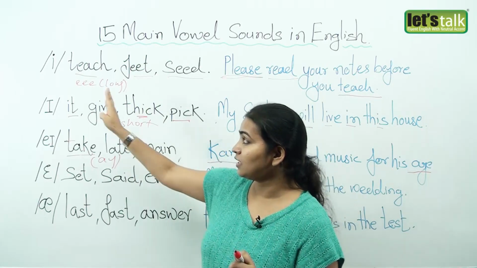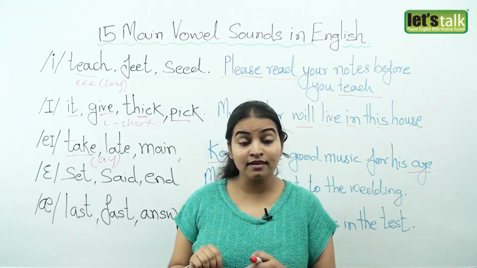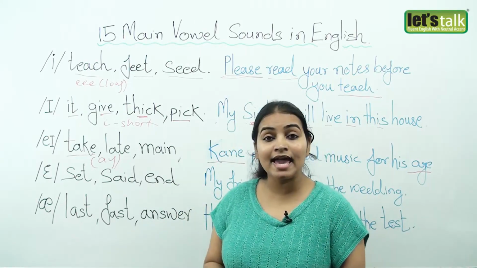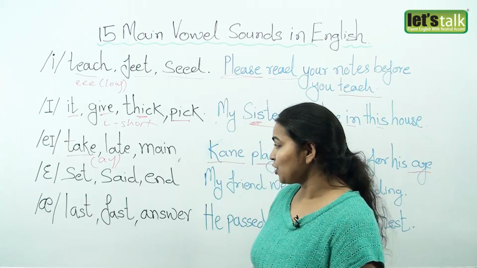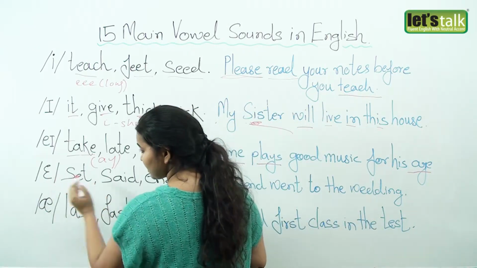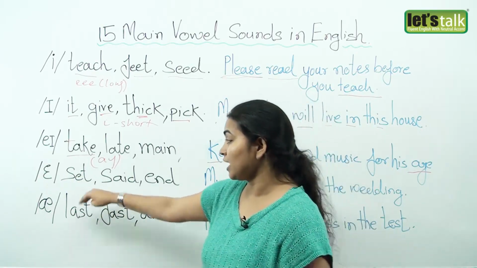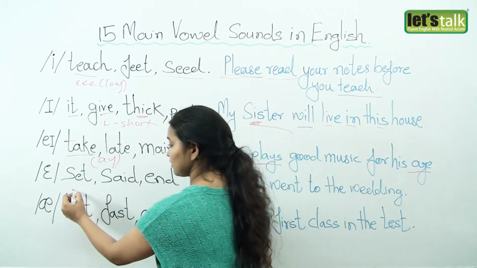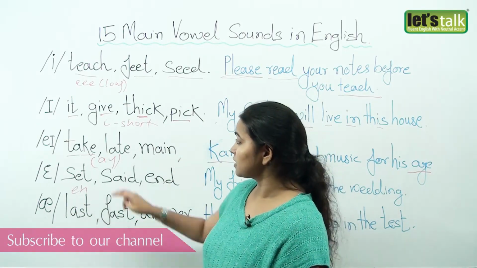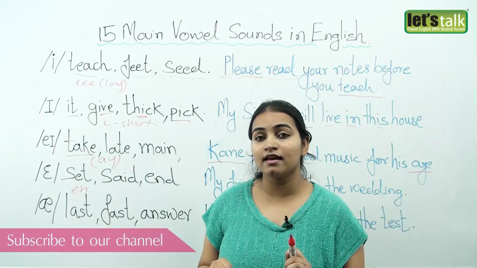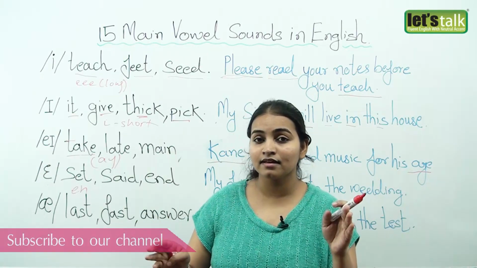So we've done the E, the long E. We've done the I, the short I. And we've done the A. Moving on to the next vowel sound, which looks like this. The symbol looks like this. But the pronunciation is an eh sound, okay? So this is an eh sound and this is an eh sound.